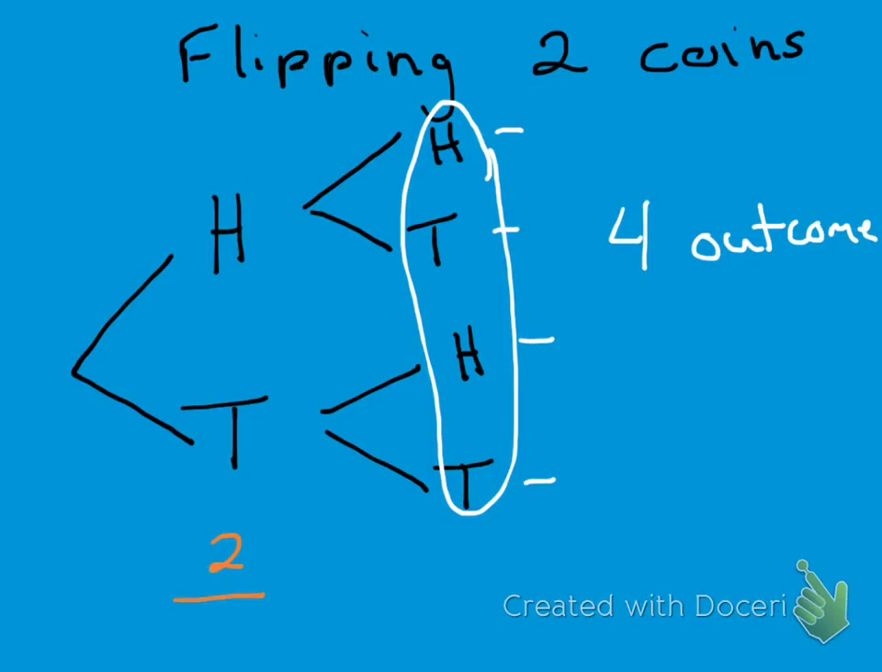Another way I can go about it is to count the number of possibilities with my first coin, which is 2, and then the number of possibilities with my second coin, which is also 2 because it's heads and tails. I multiply those together, and 2 times 2 gives me 4 outcomes. There are 2 different ways to find the number of outcomes. Let's look at another example.